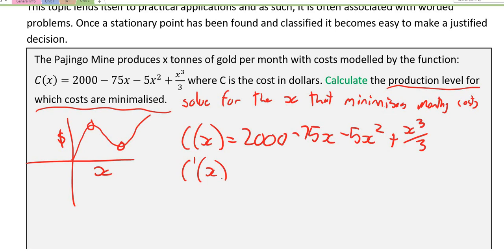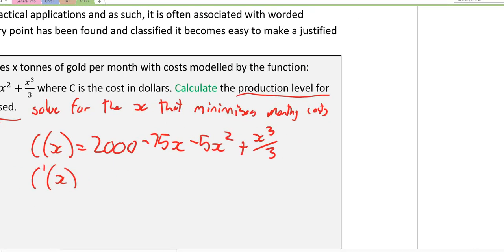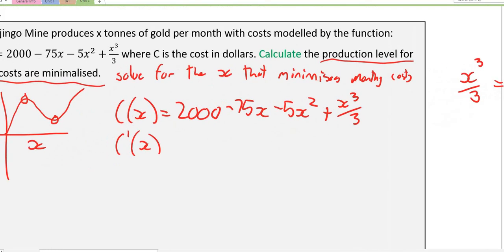So I'll just show you over on the side, guys. x cubed on 3 is the same thing as 1/3 x cubed. And then when you differentiate it, the 3 just comes down. 3 times 1/3 is 1. So what happens to my 2000?